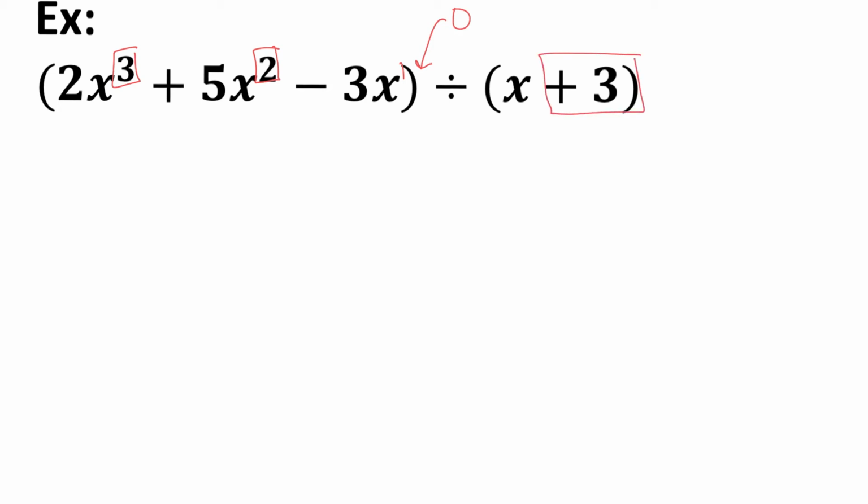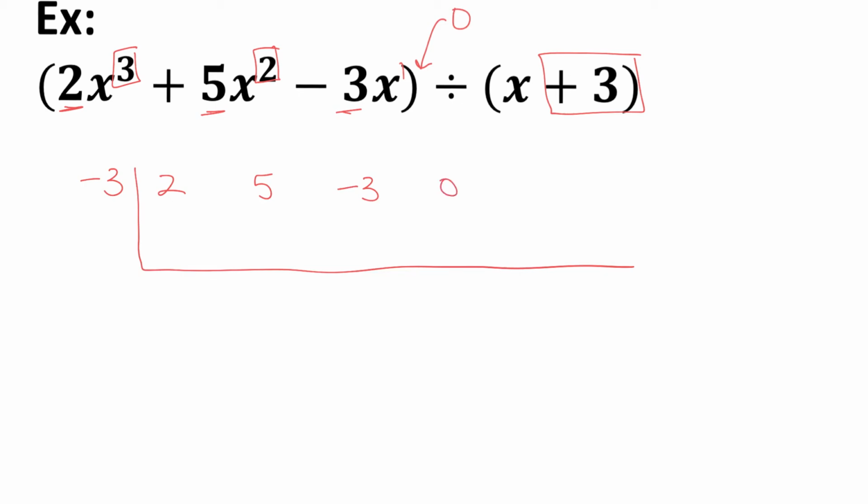We're going to divide by the opposite of this, so we're going to put a -3, then we're going to draw our box. And we're going to put our coefficients. So I've got a 2, then I've got a 5, then I've got a -3, then I have 0. We're going to drop down the 2, multiply, -3 times 2 is -6, then add. 5 plus -6 is -1. -1 times -3 is 3, add 0. And then 0 times -3 is 0, so that means that my remainder right here is 0.